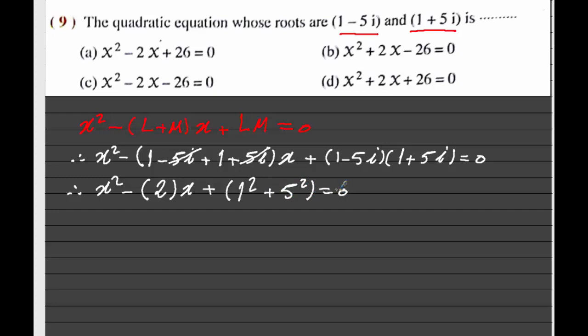all equals 0. The product of 1 minus 5i multiply 1 plus 5i equals the square of the first part, the real part, 1 square, plus the square of the second part, the imaginary part, 5 power 2. So the result here, x square minus 2x plus 26 all equals 0, because 1 square plus 25 equals 26. Now where is the solution? The solution here in letter A.